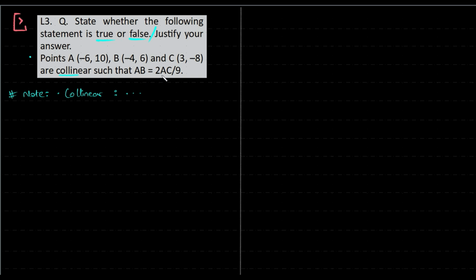AB is equal to 2 times of AC by 9. So all of this can be answered with the help of your distance formula. So if you just want to talk about if things are collinear, there are many ways. You can use distance formula, you can use section formula, or you can use area of triangle.